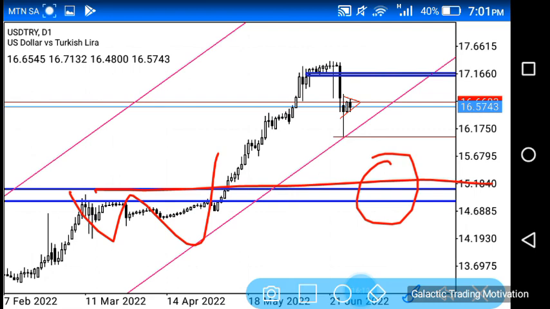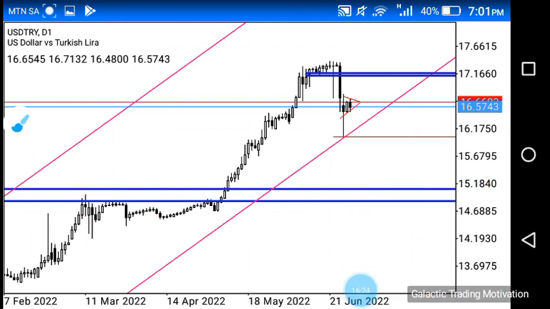So if price closes below this point, we may be looking for possible selling opportunities to this point again, which is where we would look for possible buying opportunities again, right?